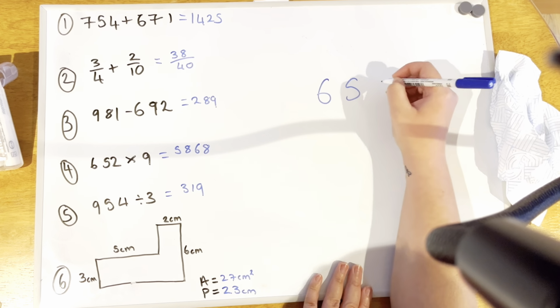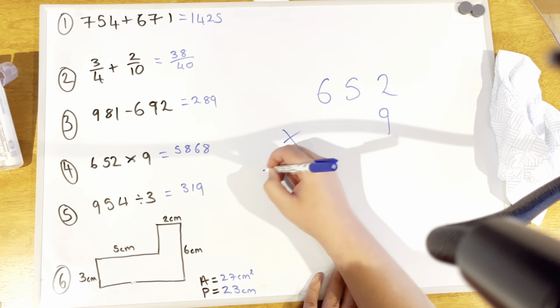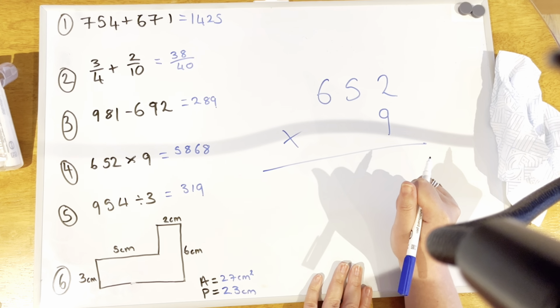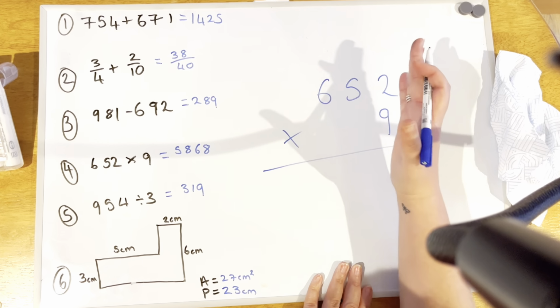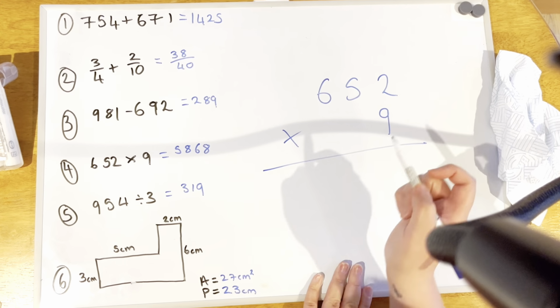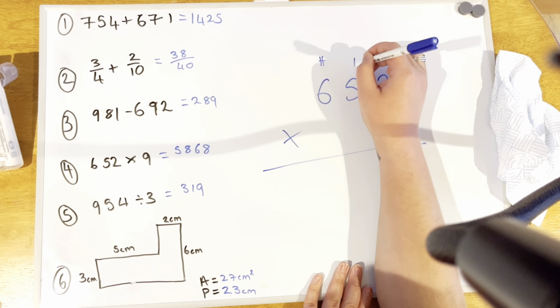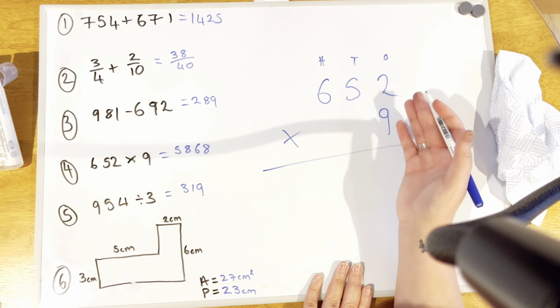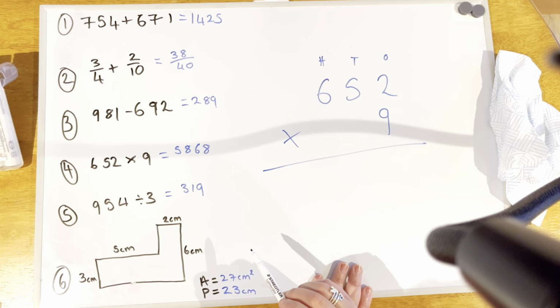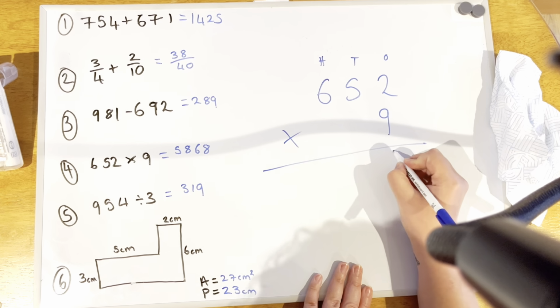is 652 times 9. So we're going to use short multiplication for this, lay it out like so. So let's start with our ones as always and then move along systematically. So we know that these are hundreds, tens and ones, but for this we can say the digits instead of what they're worth, okay? So 9 times 2 is 18.